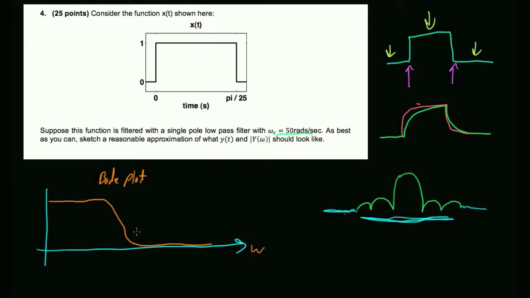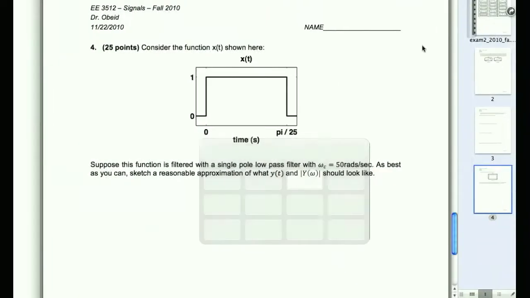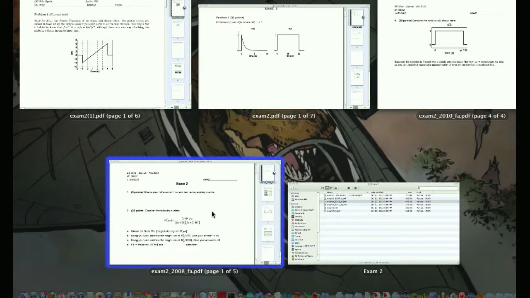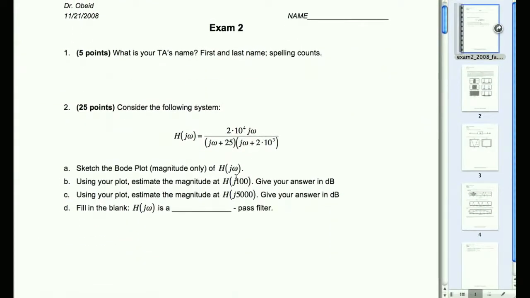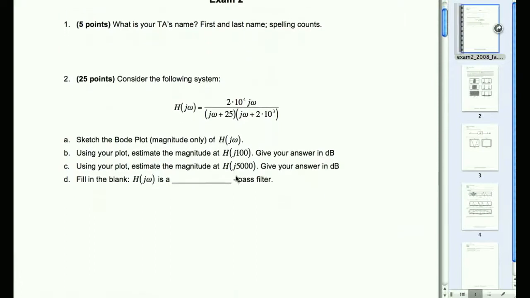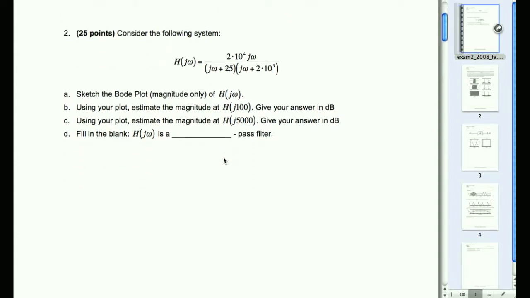Will we be given, for fall 2008, they have a problem that gives you the transfer function, and you have to plot the Bode plot, and then find the magnitude at j100. It's kind of like doing the log plots. Yeah, I don't think we really spent a lot of time on that this time around. I wouldn't sweat that too much. Again, that was something that we spent a lot of time on that semester.